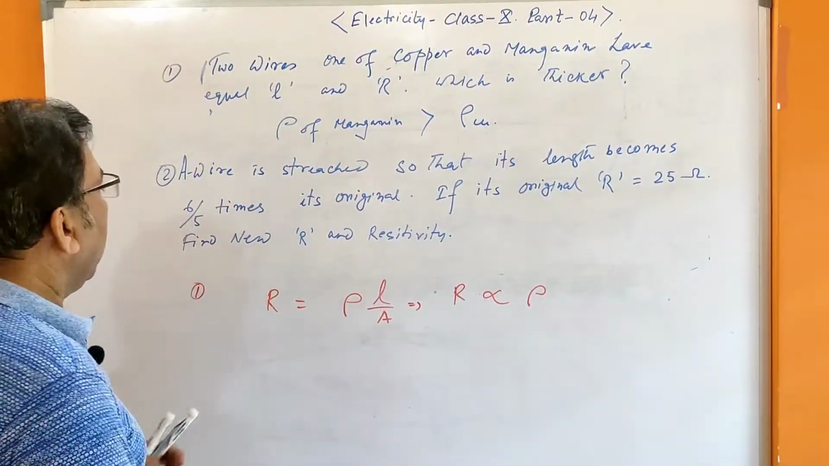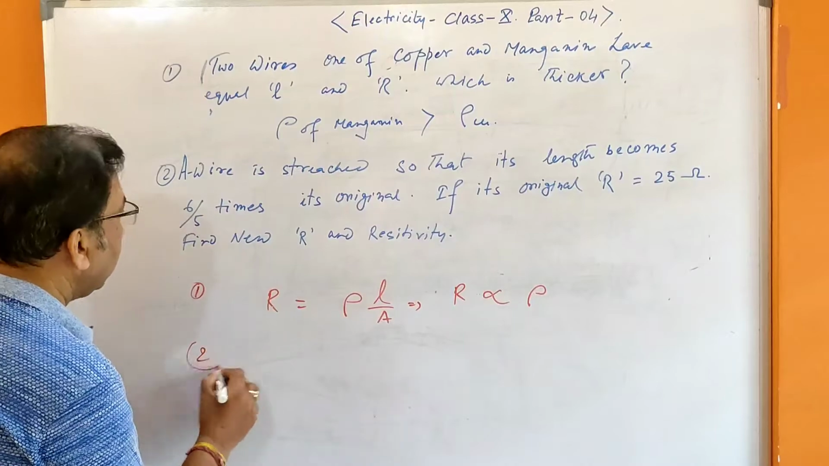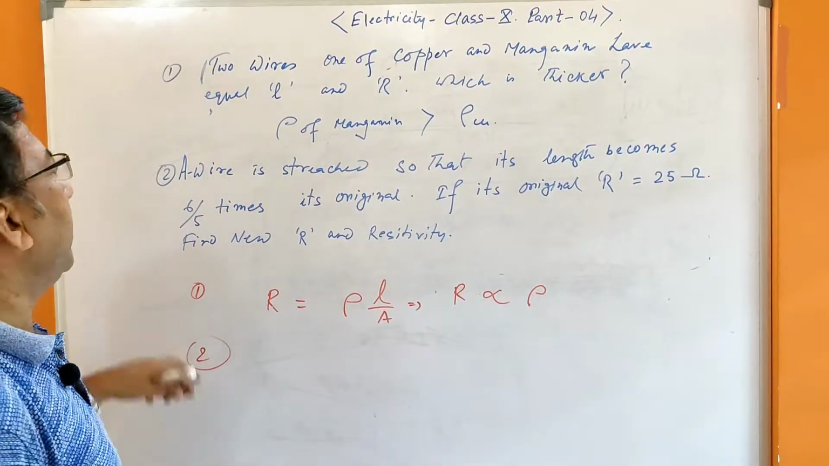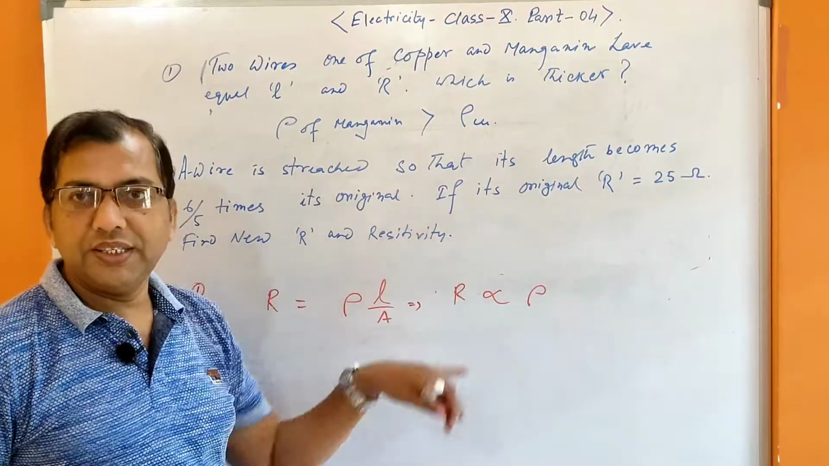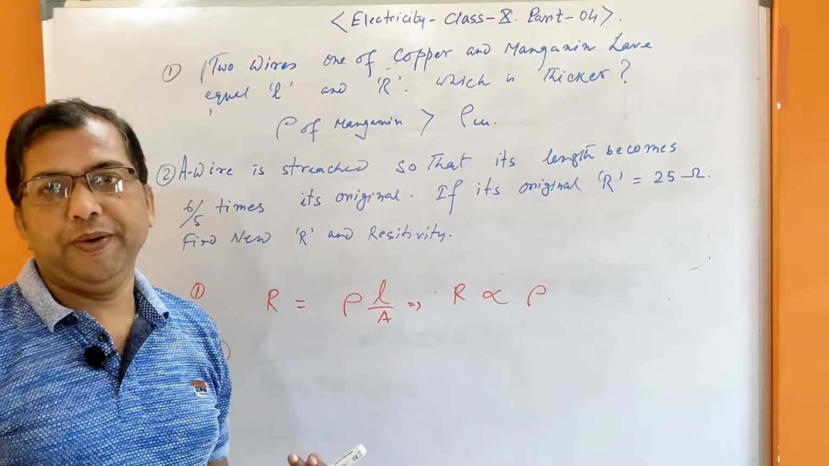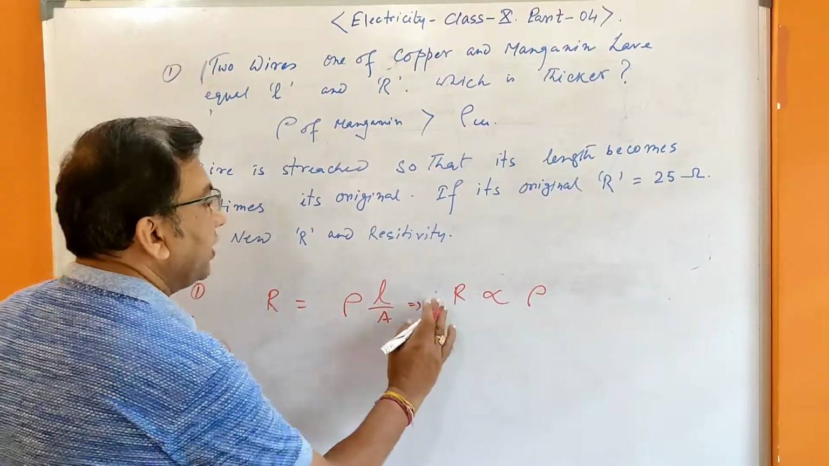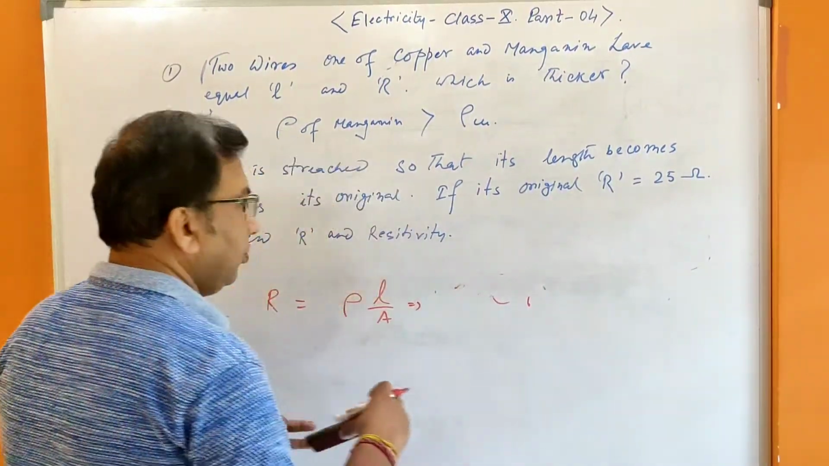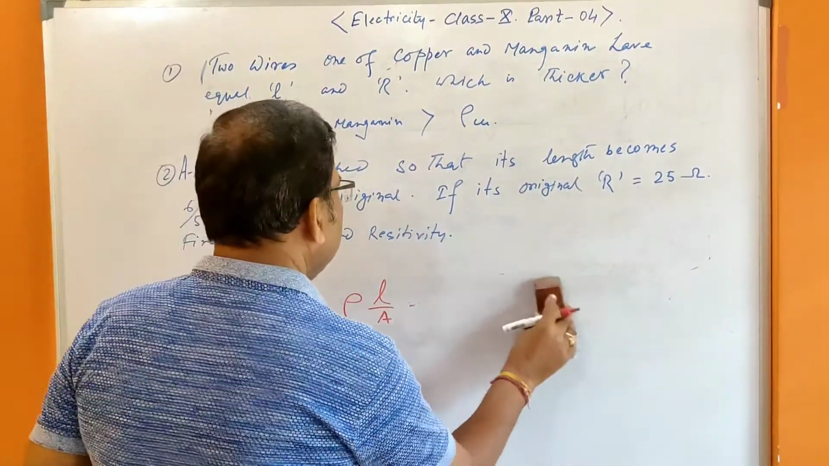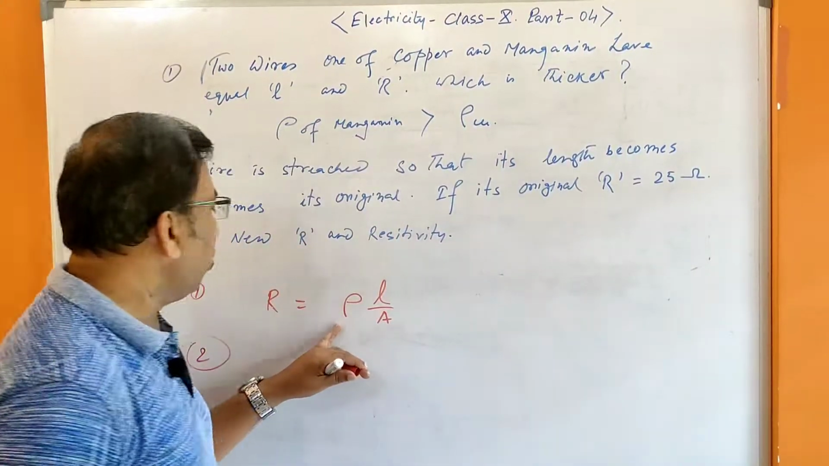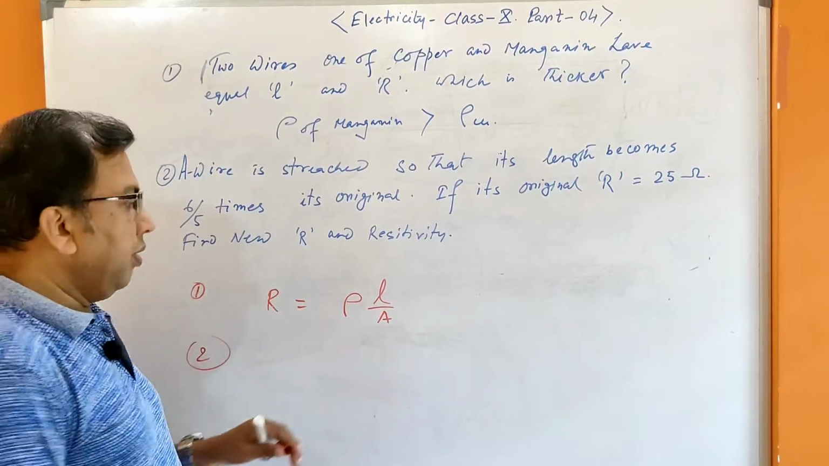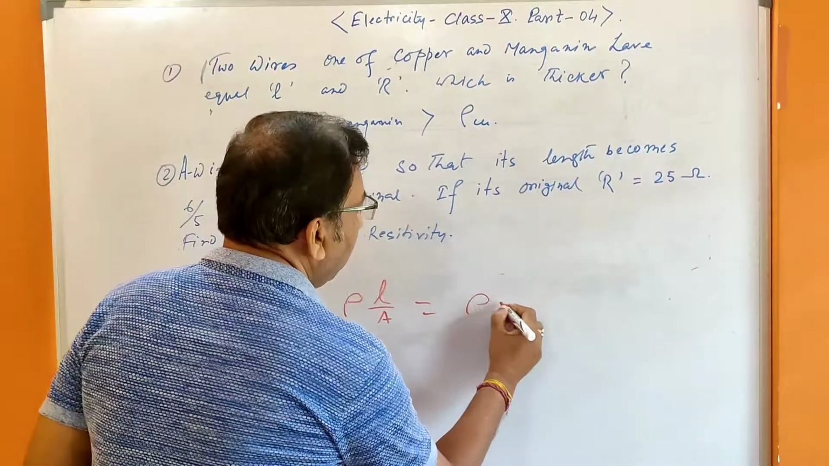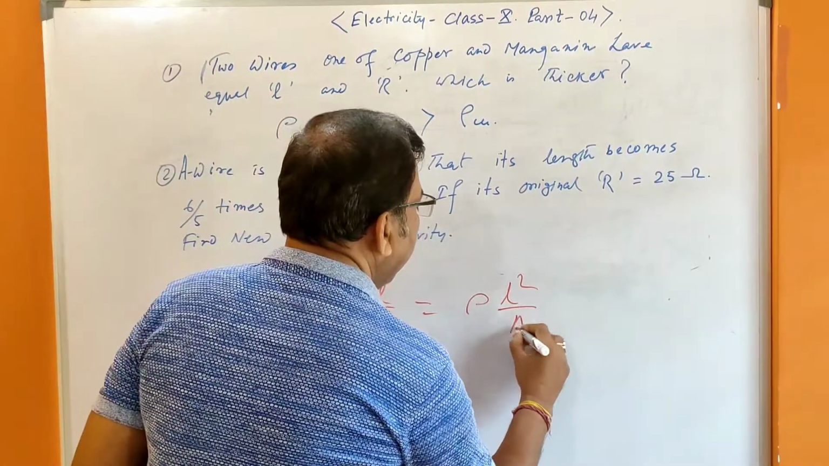Now what is number two? A wire is stretched so that its length becomes 6/5 times its original. If its original resistance is 25 ohm, find the new resistance. So what do you know? Again the same thing. R equals rho L by A. We know rho L by A, that means rho L square by V.